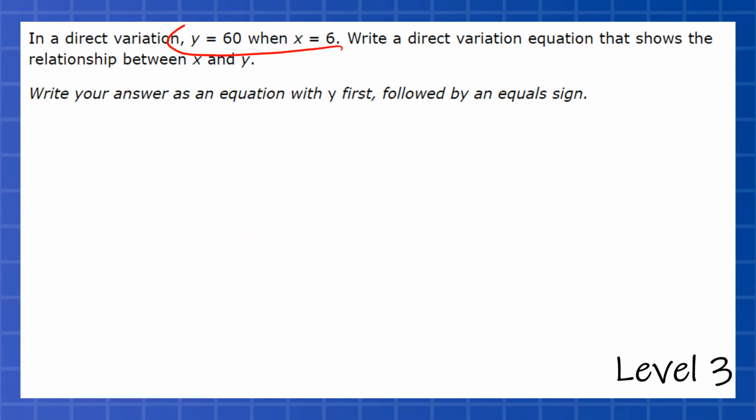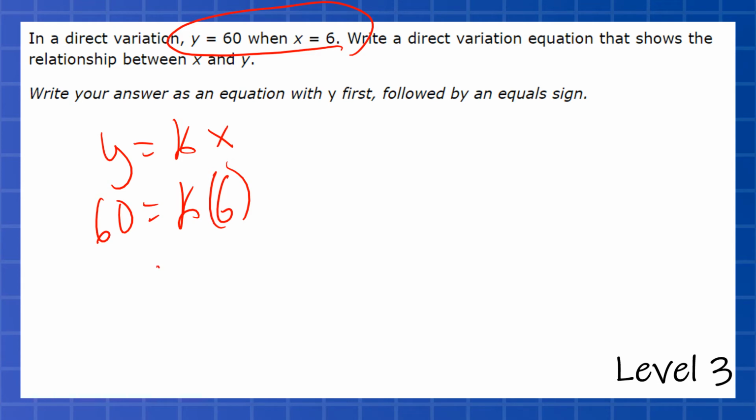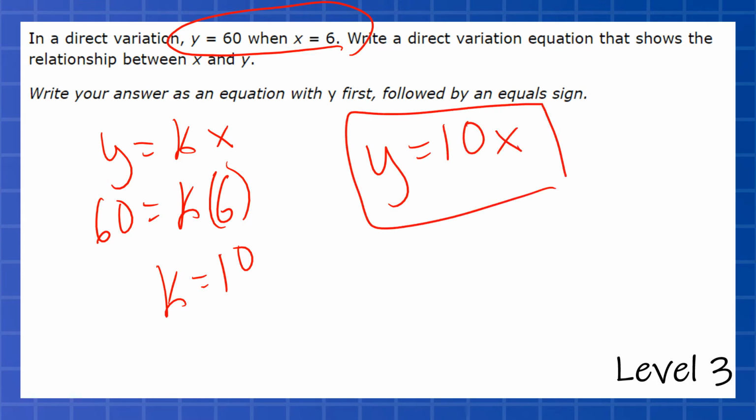Here's another one, same setup. We have an x and a y. So we're going to say y equals kx, and we're going to substitute in the two things that we know. We know the x is 6, and we know the y is 60. I'm not even going to bother dividing both sides by 6, because hopefully you can see that that would end up being 10, right? The k has to be 10. Now all we have to do is write the equation. y equals 10x. Where people usually get this wrong is they get excited and they put the answer as 10. But the answer has to be the whole equation.